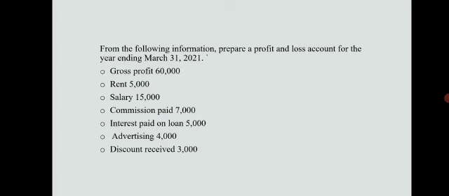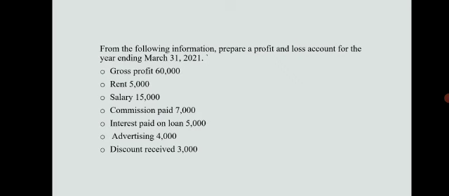Commission paid. Here you have not received a commission. You have paid the commission. So again it is an expense. Commission paid 7,000. Interest paid on loan. So again it is an expense. Write it on the debit side. Interest paid on loan, the amount is 5,000. Advertising. Now advertising is also an indirect expense. So write it on the debit side, advertising 4,000.